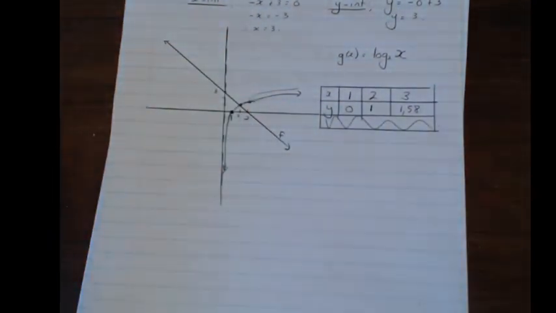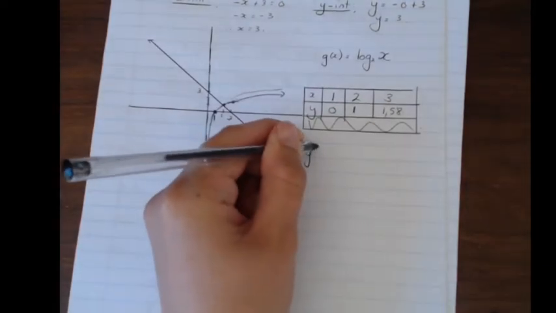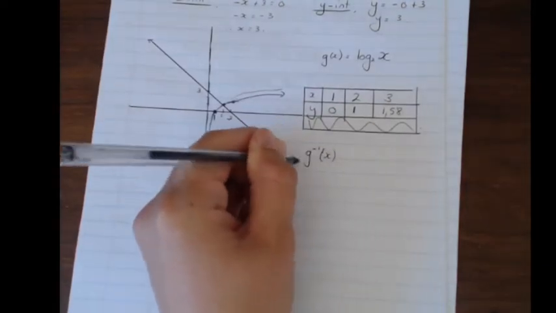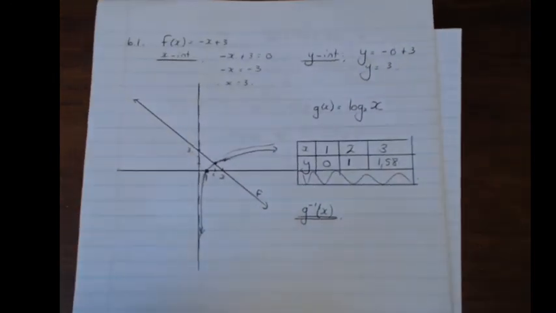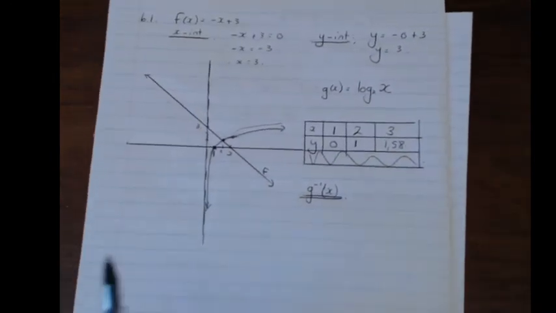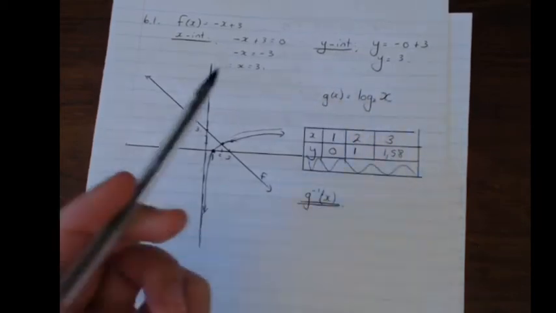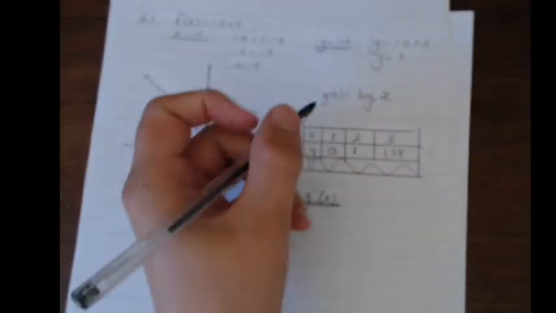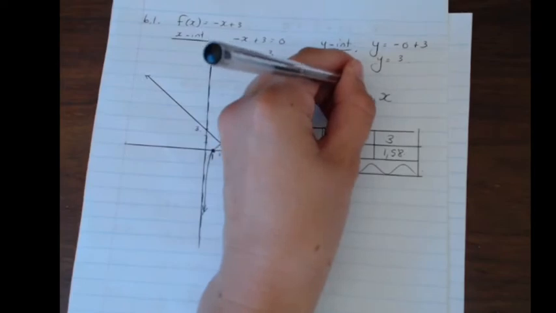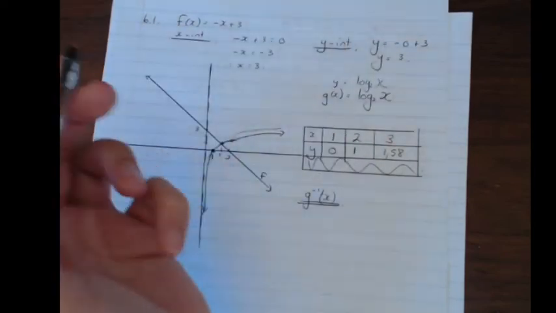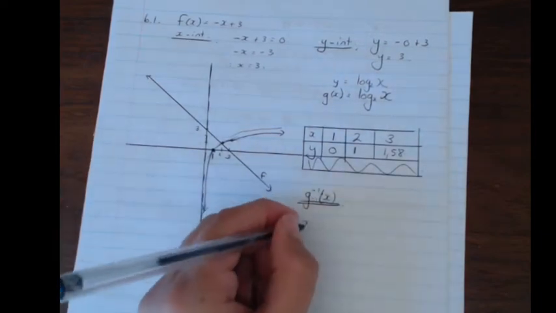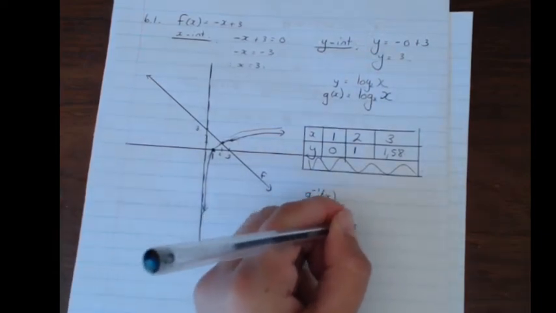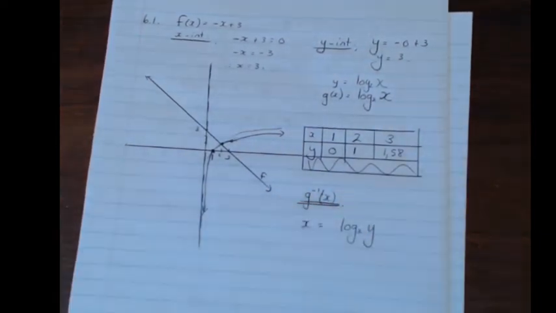The other method you can use is, let's quickly find the inverse of g, because I think most of you are more comfortable sketching exponentials, right? So to do that, I'm going to swap the x and the y. In this function, I have y is equal to log 2x. To get the inverse, I'm going to make it x is equal to log 2y, right? X is equal to log base 2 of y.